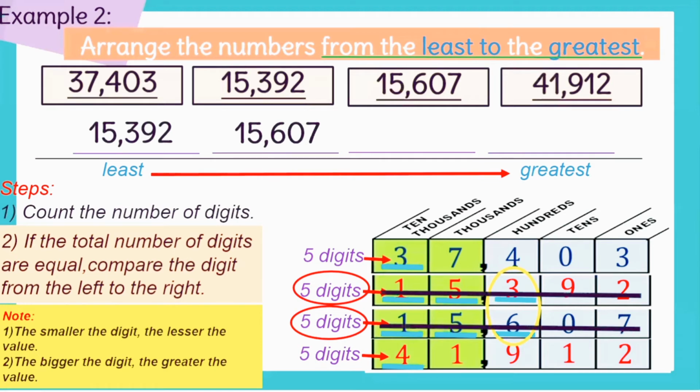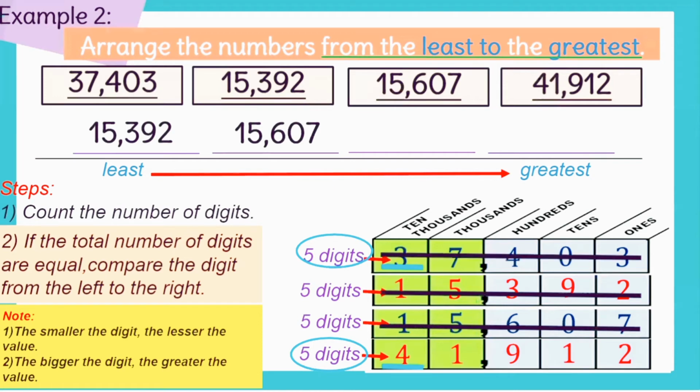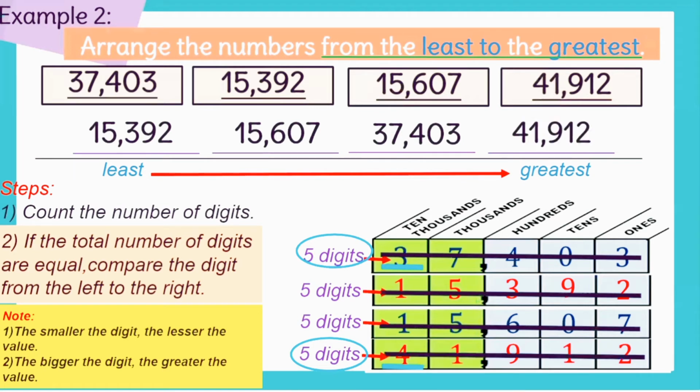So we have two remaining numbers, the first number and the fourth number. In the 10,000s place, they have digits 3 and 4. Again, from the least to the greatest, 3 is smaller than 4. So therefore, the first number will be the next in the line, 37,403. And the remaining number, 41,912, is the greatest. Therefore, these are the numbers from the least to the greatest.